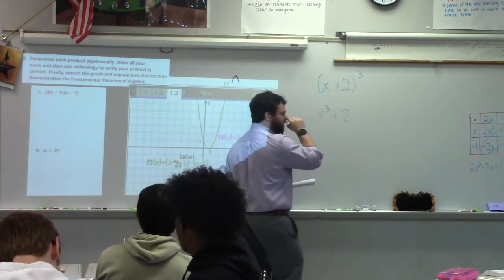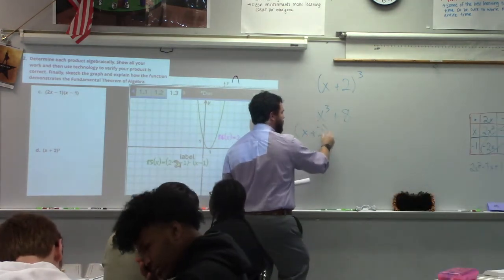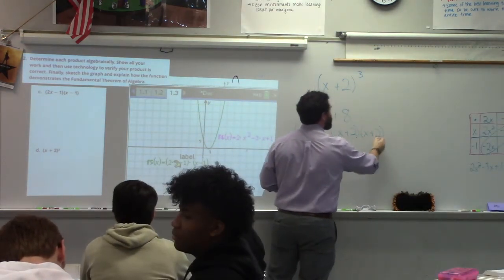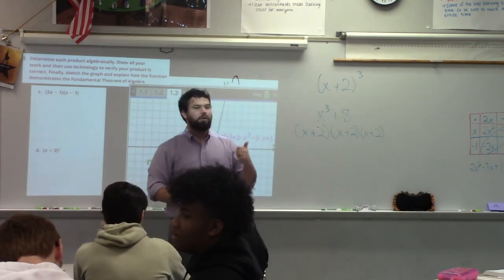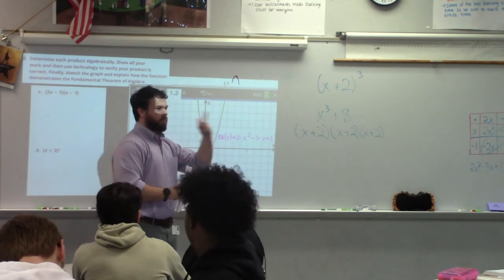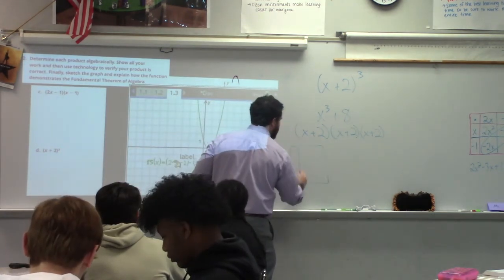And so I'm glad most of y'all recognize that. Instead, rewrite this as x plus 2 times x plus 2 times x plus 2. Which means you're going to have to either distribute or use the area model how many times? Twice. Okay.